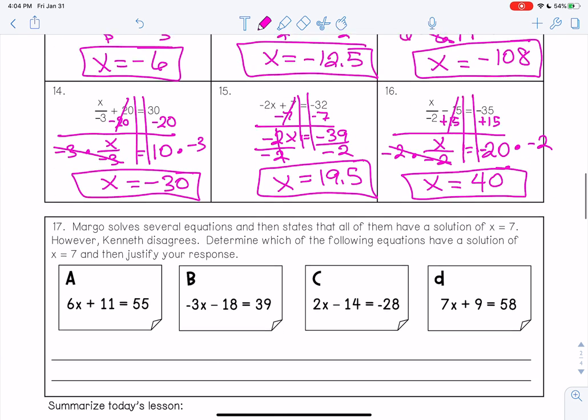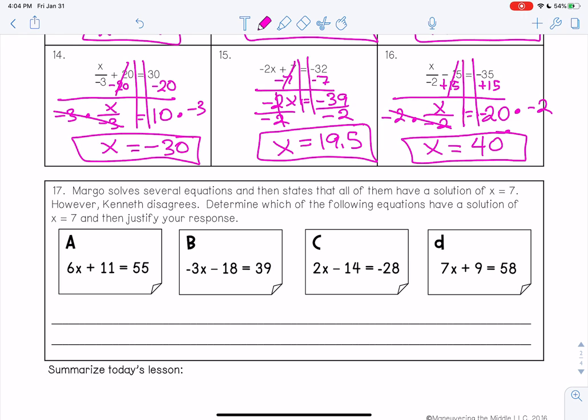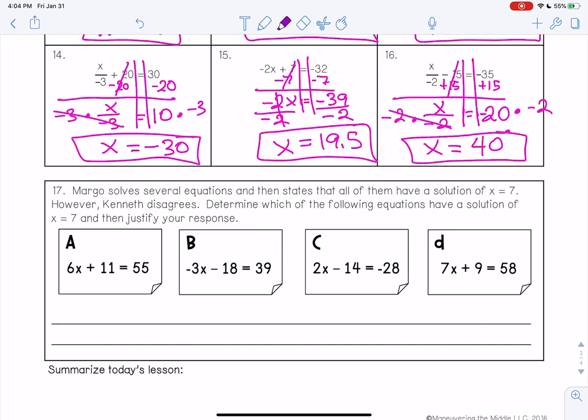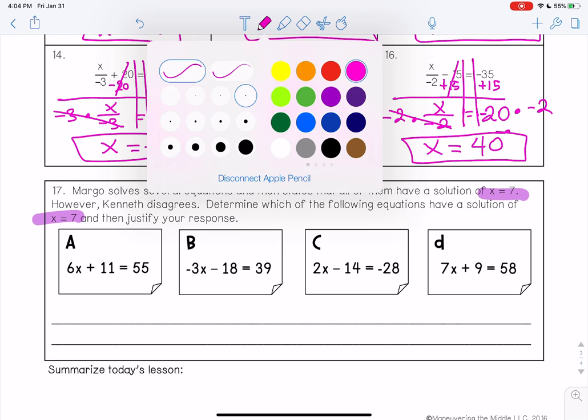All right, 17. Margot solves several equations and then states that all of them have a solution of x equals 7. However, Kenneth disagrees. Determine which of the following equations have a solution of x equals 7, and then justify your response. So what they want us to do is they want us to look at A, B, C, and D and see, is it true? Does x equal 7? So let's take a look.